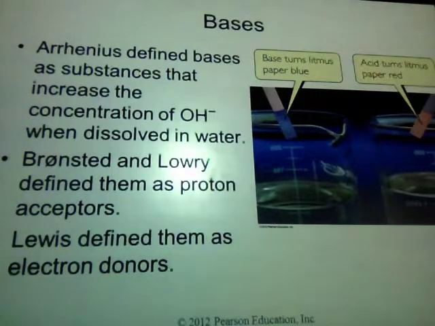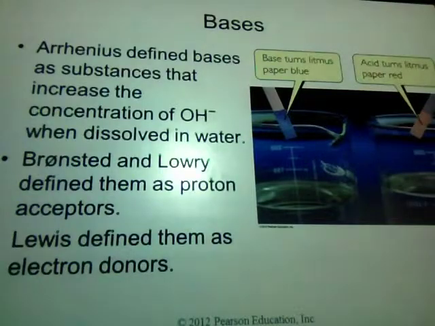So if the acid is going to donate the proton, well, where's that proton going to go? Proton's going to be accepted then by the base. So Bronsted and Lowry say bases are proton acceptors, acids are proton donors. And then our last acid-base theory is a Lewis. Lewis said that acids are electron acceptors. Well, Lewis will just define bases as electron donors.